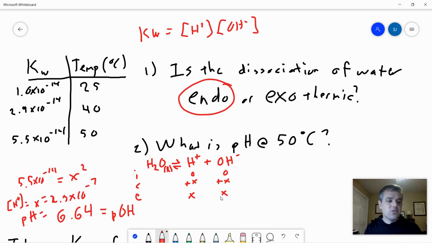So that's an important distinction to remember, that although the pH of water decreases as the temperature goes up, the pOH also decreases because the value of Kw is increasing.